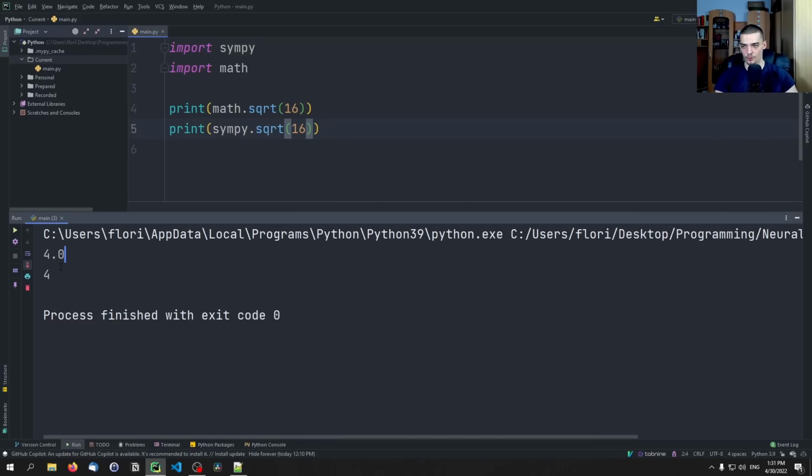in this particular case, because the number is 16, we're going to get the same result. So you can see we have 4 and 4, and yes, math returns a floating point number, and this one is an integer here, but it doesn't really matter. They return the same value.